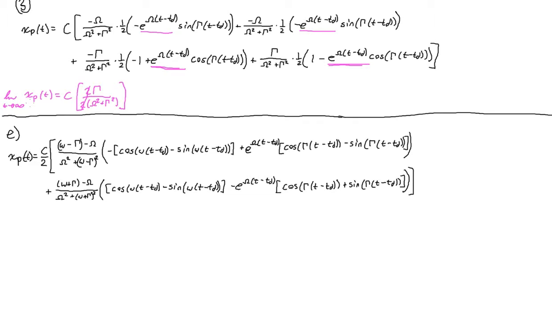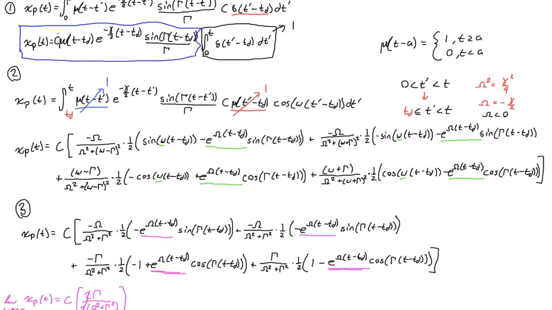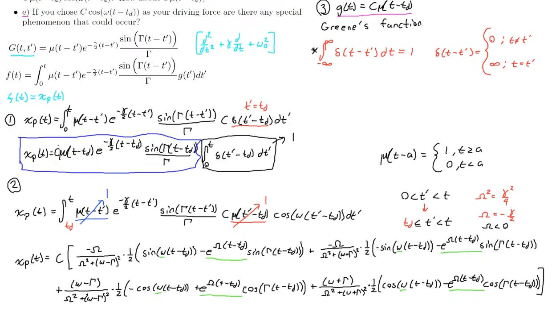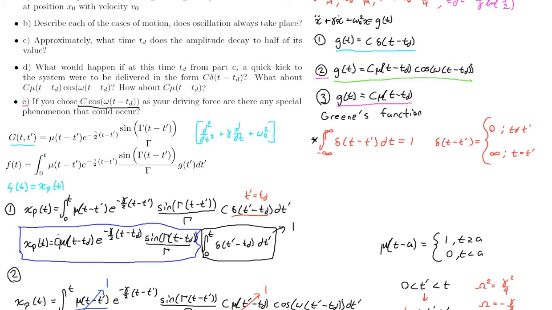Now, basically, let me just refresh your memory as to what we were going after in this. There really should be a unit step function there, but if you chose this guy, our second case for our function, this number 2 that's underlined in green here, if you chose this as your driving force, are there any special phenomena that could occur?